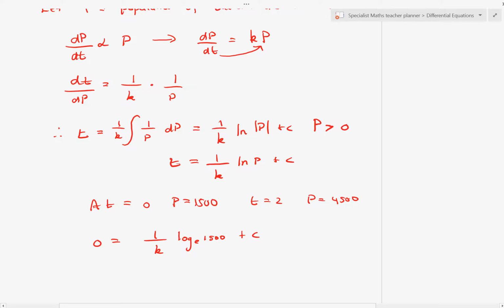Now, I've got equation 1, but I've got 2 unknowns, don't I? Correct? So that's equation 1. Now I've got equation 2. So in order to find this constant of proportionality, we have 2 simultaneous equations. The next one is t equals 2. We've got 1 over k log e of 4500 plus c. All right. Now how do we go ahead and solve that by hand? What would we do now?